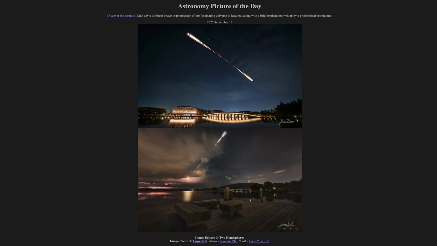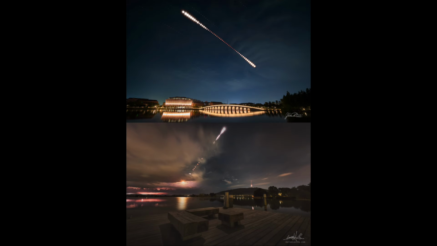Today's picture for September 12th of 2025 is titled Lunar Eclipse in Two Hemispheres. So what do we see here? Well, as you might guess from the title, we are seeing the lunar eclipse that occurred just this past week, and we'll see multiple images taken over a period of time as the moon begins to move into Earth's shadow, turning a deep red when it is in Earth's shadow, and then coming back out of Earth's shadow and brightening again.